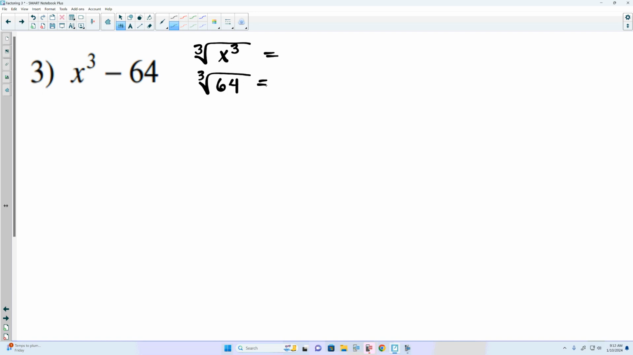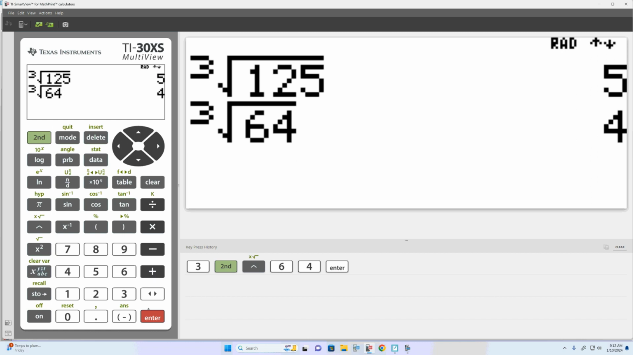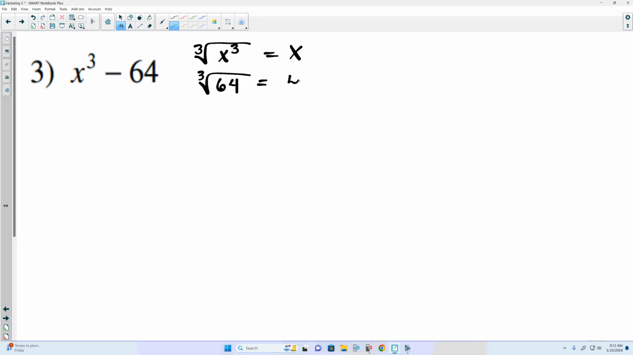Now out of the two of these here, the first one, the cubed root of x to the third, is, well, just x. But we can take the cubed root of 64, which is indeed 4. So that does tell us that we do have two perfect cubes, so we're subtracting them, so it will be our difference. Now we will have two sets of parentheses.